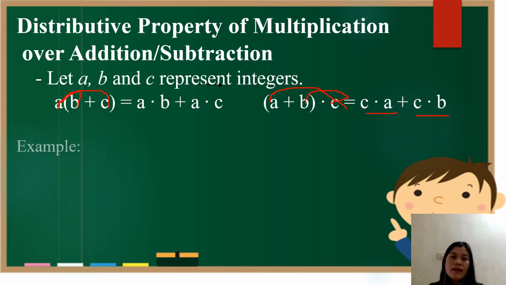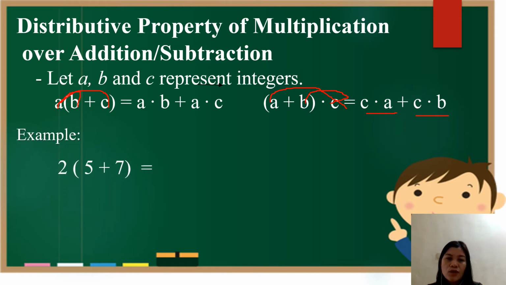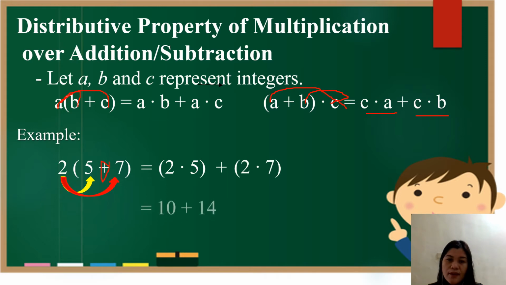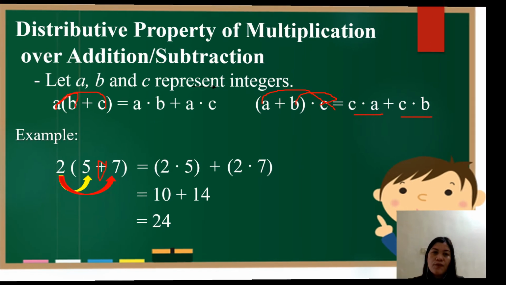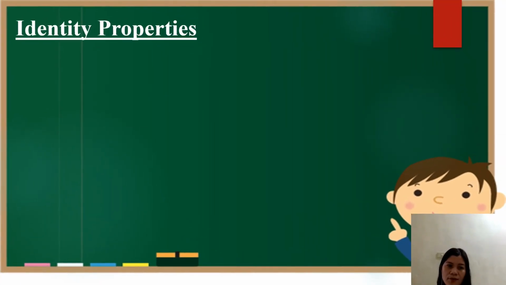Let's take this example. 2 times (5 plus 7). As you can see, we are going to use the distributive property. 2 times 5, another one is 2 times 7. So you just copy the plus sign here. So therefore, we have 10 plus 14. And that is 24.